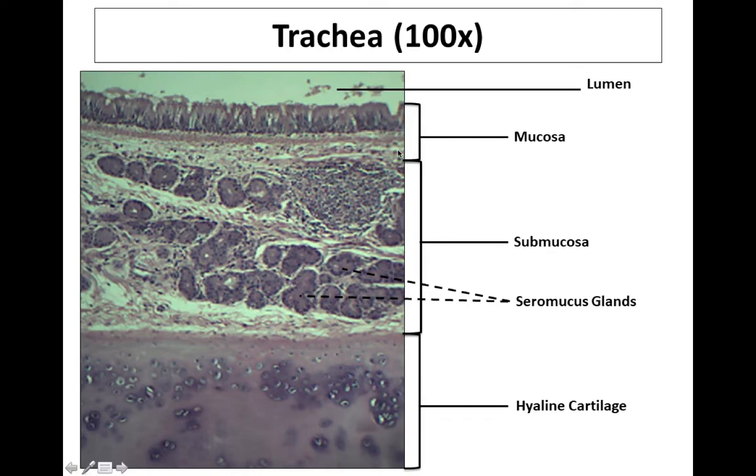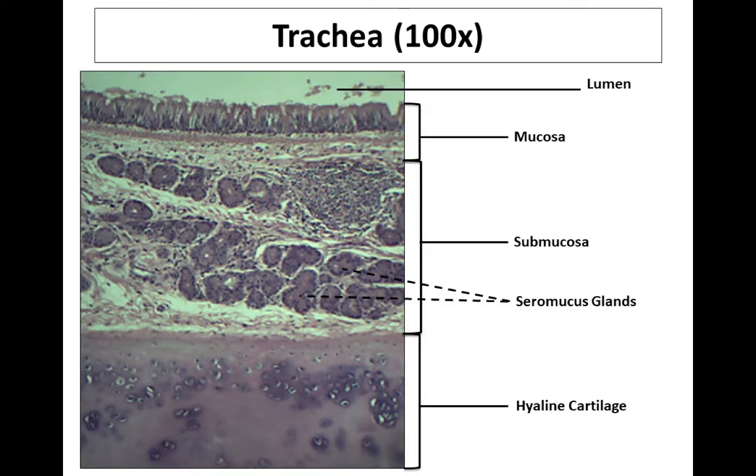So here's your mucosa. You have an epithelium, you have a lamina propria down here. Here's your submucosa, where you may see some seromucous glands right here. You won't see them in every part of the trachea you look at, so you may have to scroll around a little bit before you find them. And then deeper you have this hyaline cartilage.